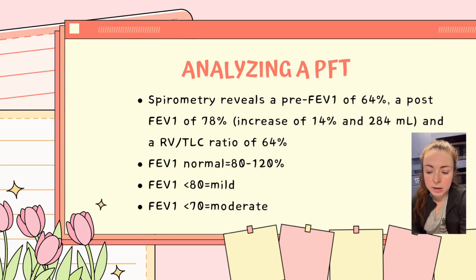shows reversibility. Now, this is where it sometimes gets confusing. If the patient returns to a normal FEV1, then it is full reversibility. If they increase by 12% and 200 milliliters, but they're still not at a normal FEV1, then it's only partial reversibility.